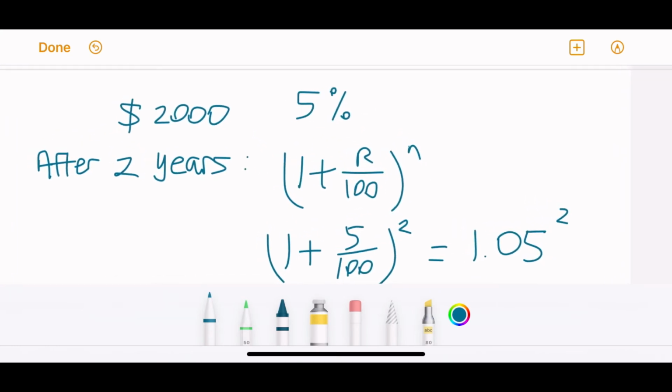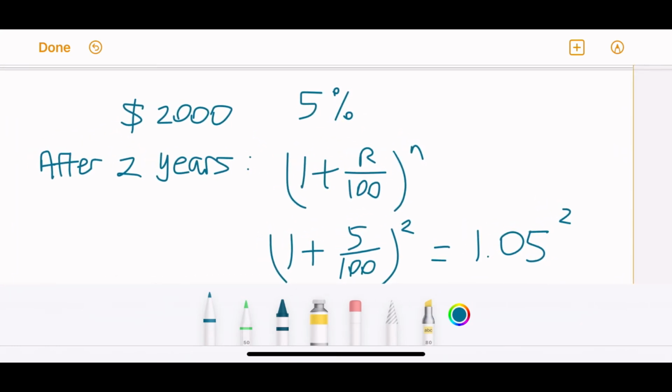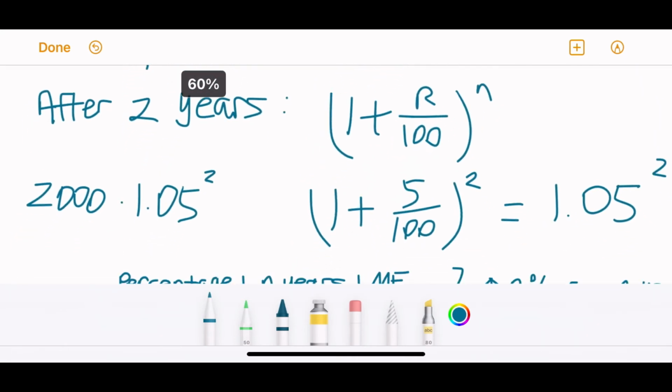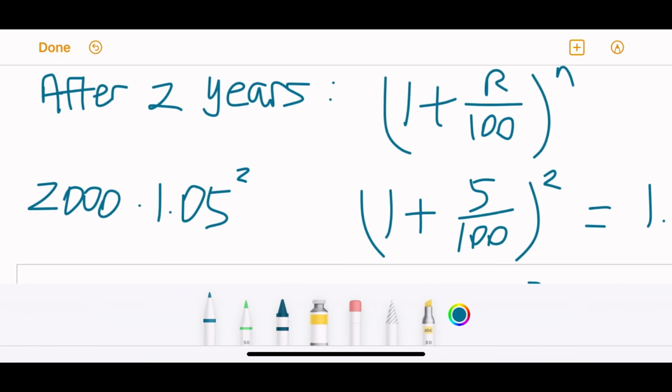Multiply that by 2,000. I'm going to write it here. 2,000 multiplied by 1.05 squared, and then I will end up with an answer of 2,205. And the unit is dollars. And that's it with this question.